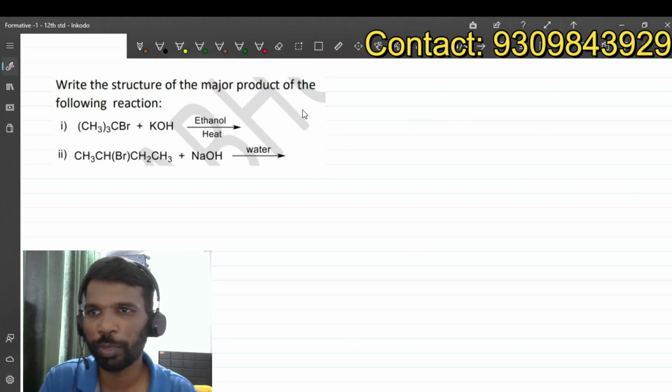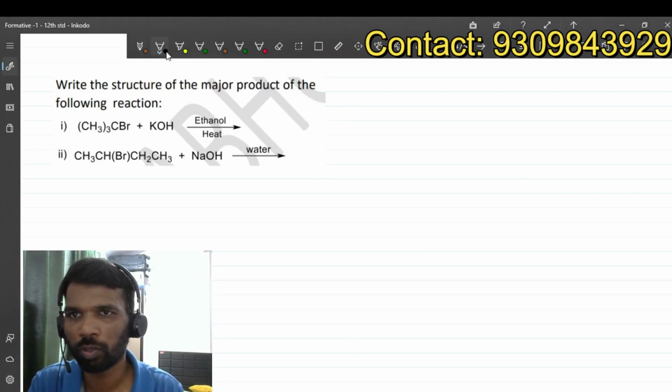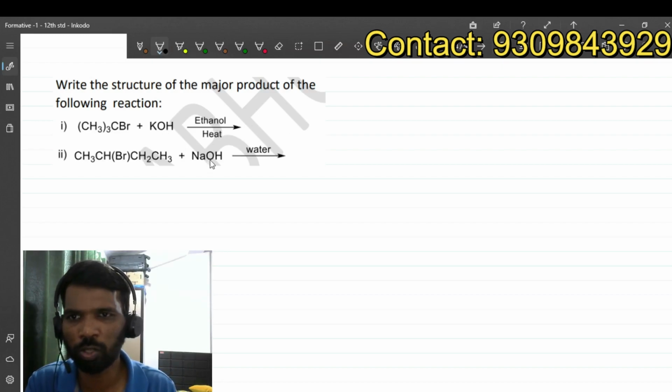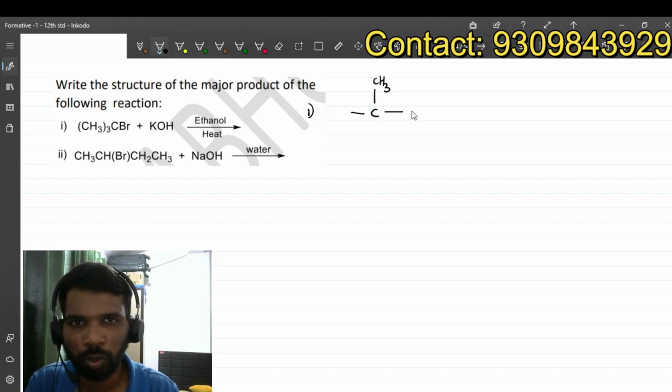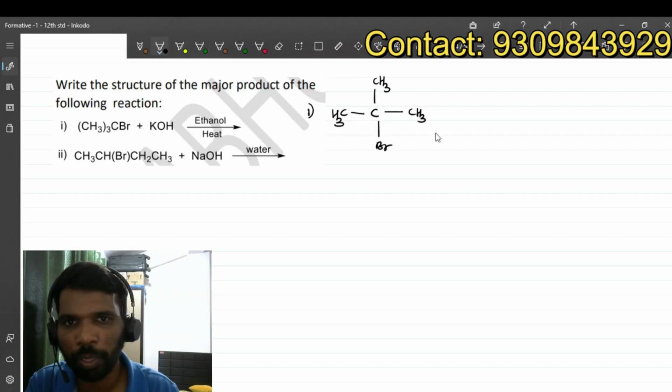Write the structures of the major product of the following. By looking at this, this is KOH, meaning it is a base we have used. Here also it is a base. This is also an alkyl halide. If I write the proper structure of the first one, it is a carbon, this is CH3, this is also CH3, this is also CH3, and this is Br.